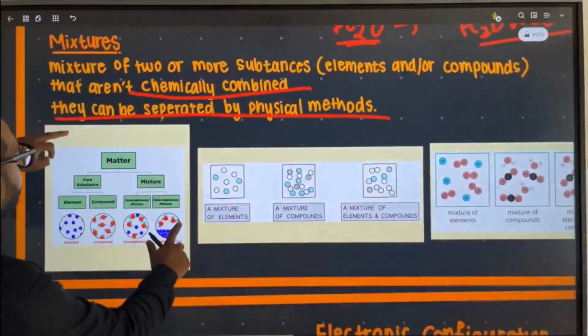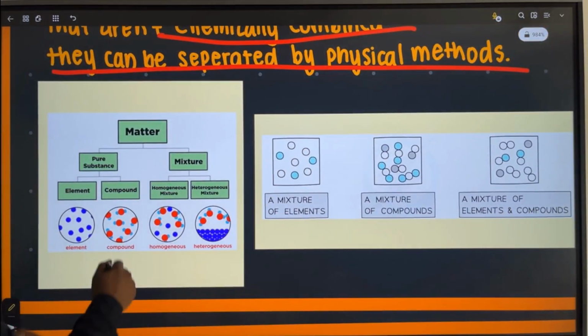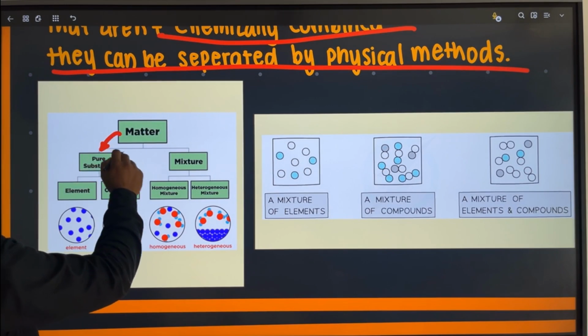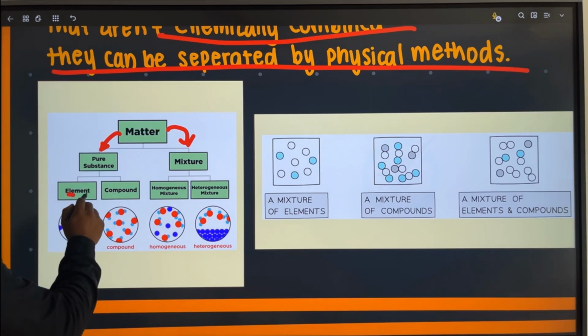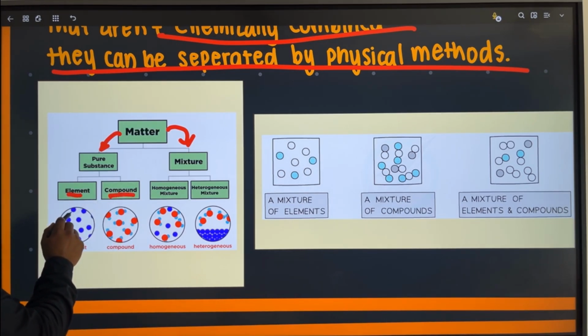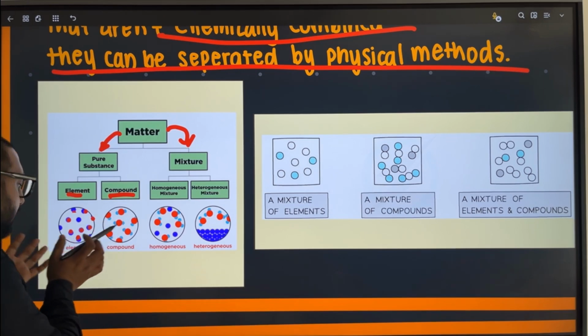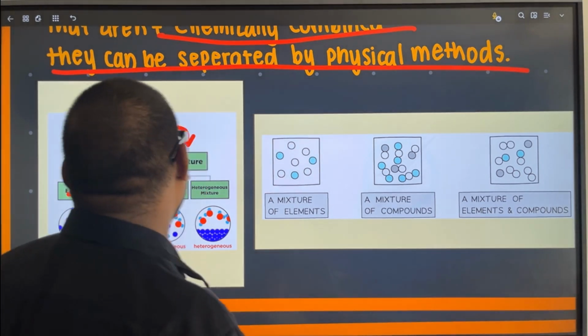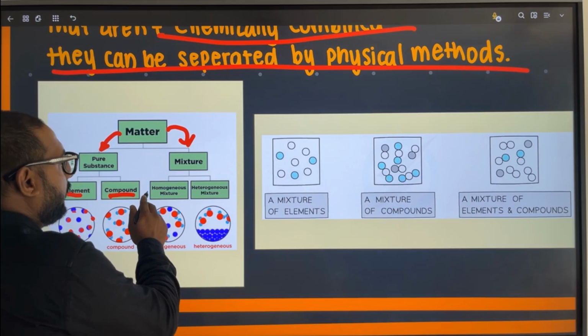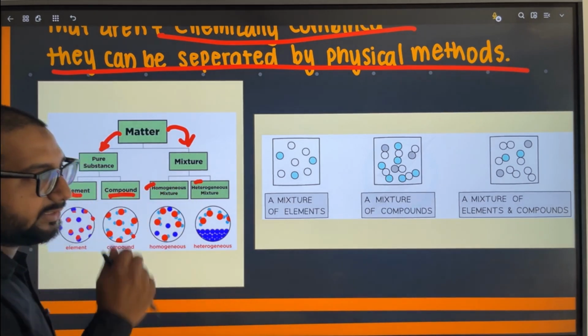If you see here, matter has pure substances and mixtures. The pure substances are divided into elements and compounds. You can see here, elements are these atoms. Then for compounds, elements combine to form a compound here. Then in a mixture you have substances which are physically combined. In mixtures you have homogeneous mixtures and also heterogeneous mixtures.